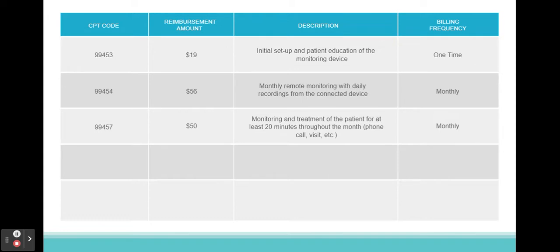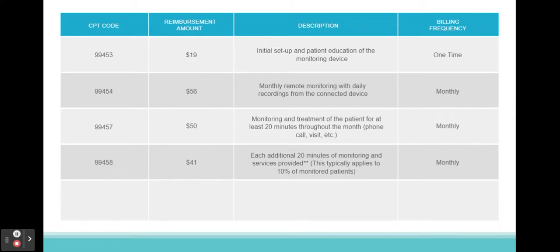99457 is a monthly billable time-based code for 20 minutes of clinical staff time per calendar month of non-face-to-face interactions around the RPM service. These interactions may include daily monitoring, phone calls, referrals, prescription refills, or anything the care team is doing while the patient is out of the office.